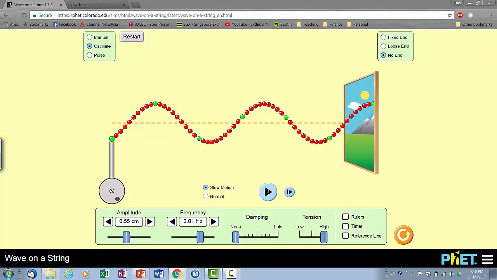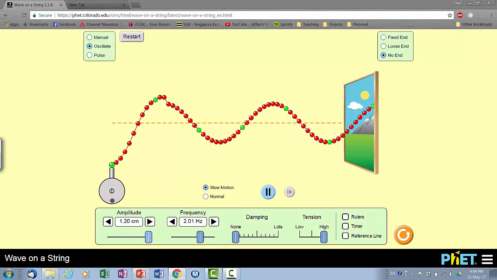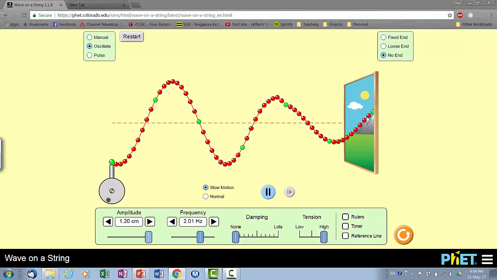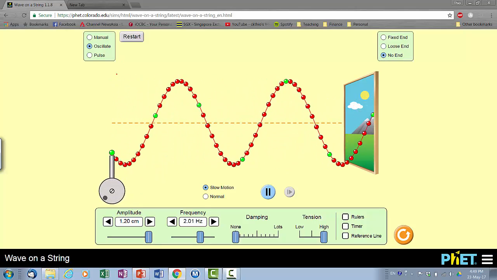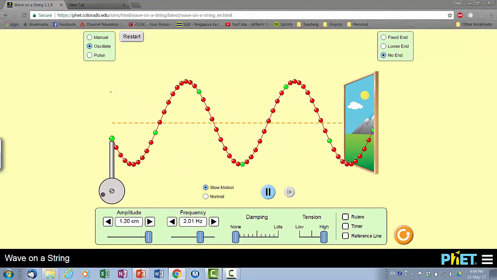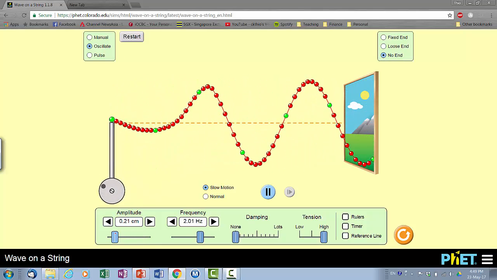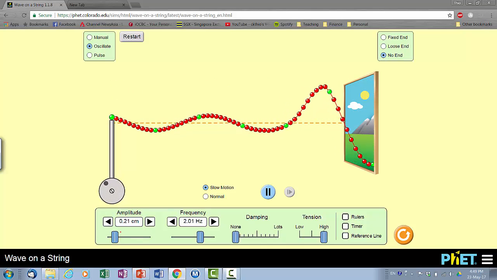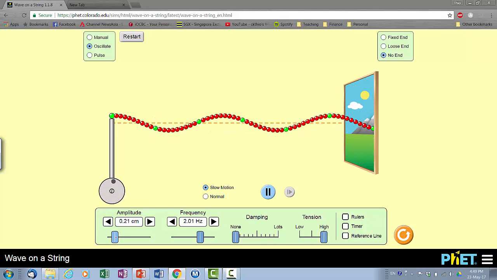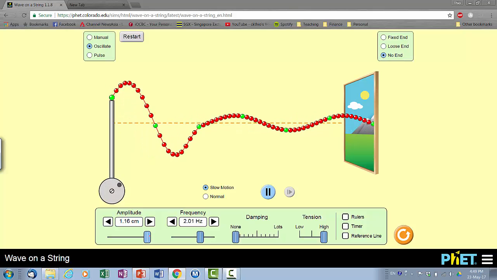So let's simulate. If we change the amplitude to make it larger, you can see that the green blob goes larger and larger. Or if it's a small amplitude, it goes smaller and smaller. Notice that the wavelength did not change. It is still roughly about this size. So changing the amplitude doesn't change the wavelength.